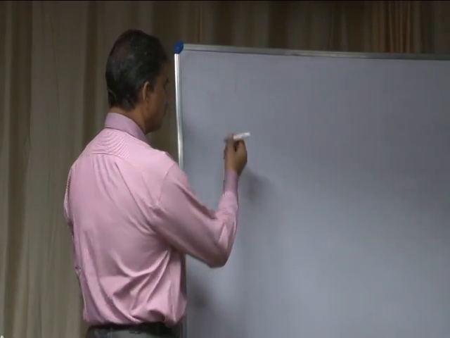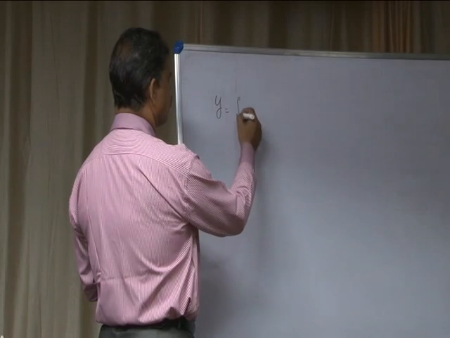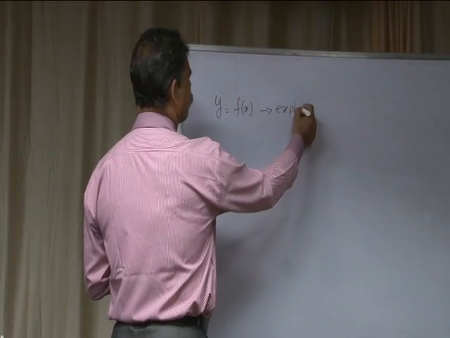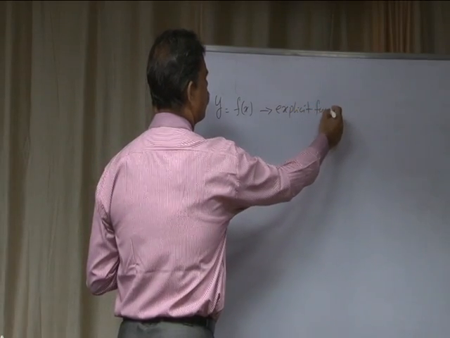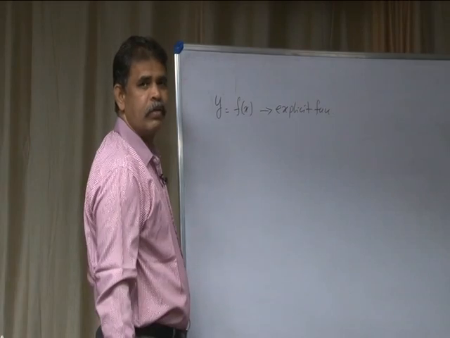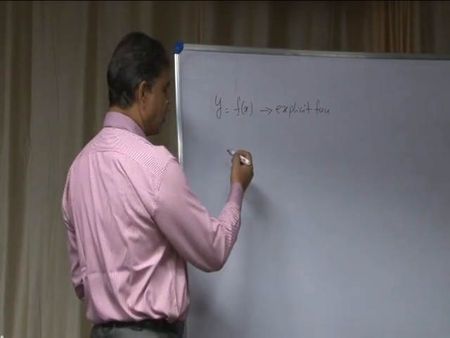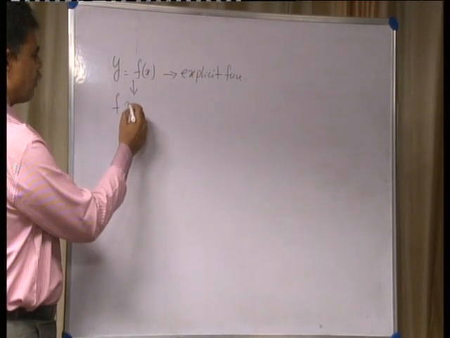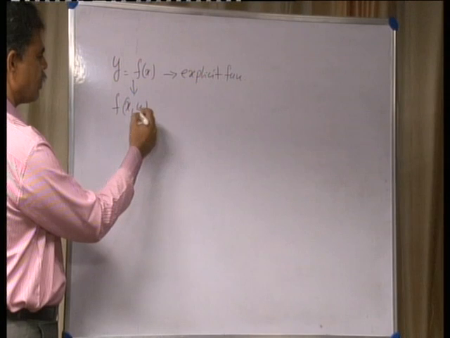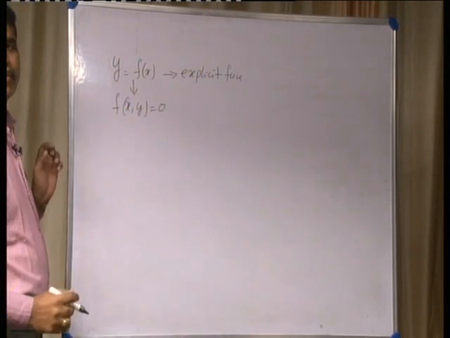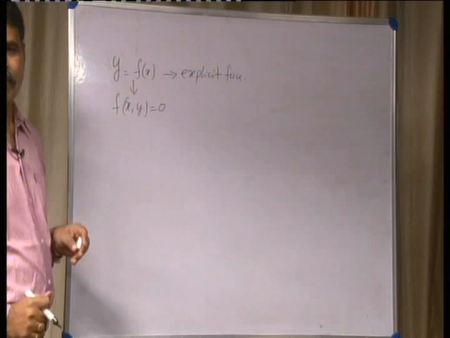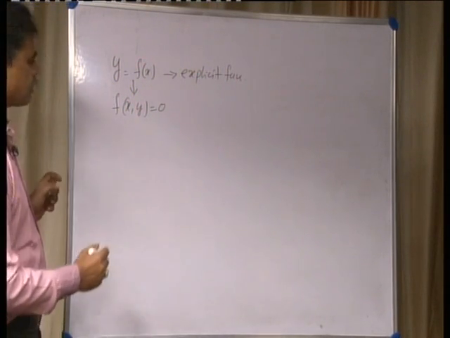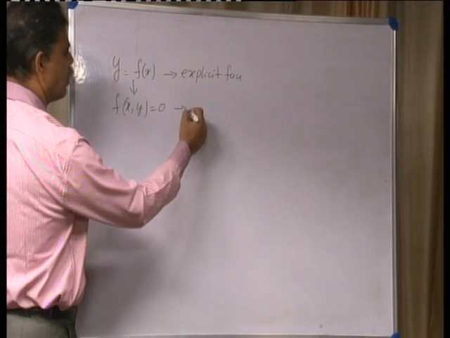As we know, suppose y is equal to f of x is given, it is said to be an explicit function. It is an explicit function because y is given in terms of x. In place of this, suppose we have f of x comma y is equal to 0, it means both x terms and y terms are included in the given equation. Such functions are called implicit functions.